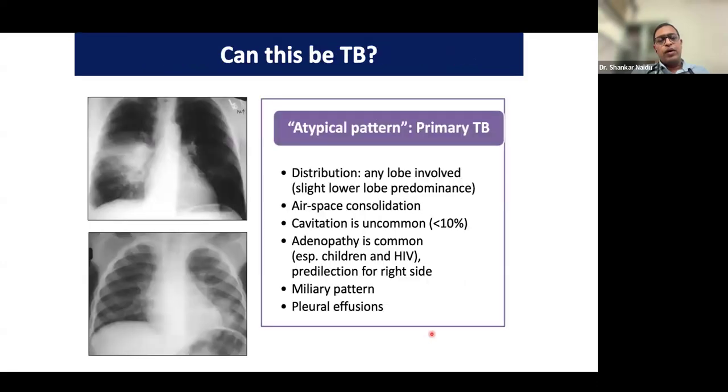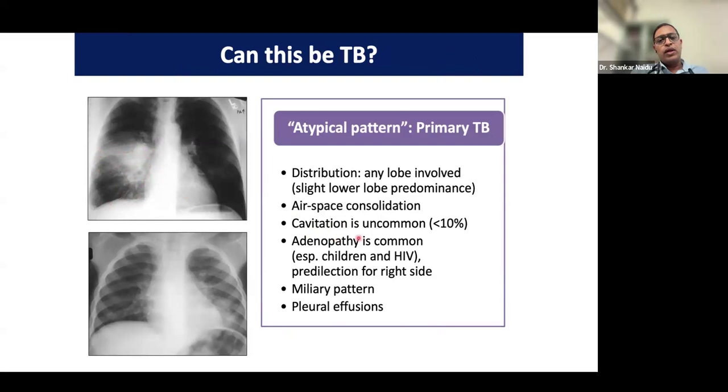But what we need to remember is the atypical patterns of tuberculosis on X-ray. So atypical we say when the predominant involvement is in the middle zone or the lower zone. So lower lobe involvement is atypical for TB. In patients who are immunocompromised like PLHIV or receiving other immunosuppressive drugs, the lower lobes might be more involved compared to the upper lobes. So this is an atypical pattern.